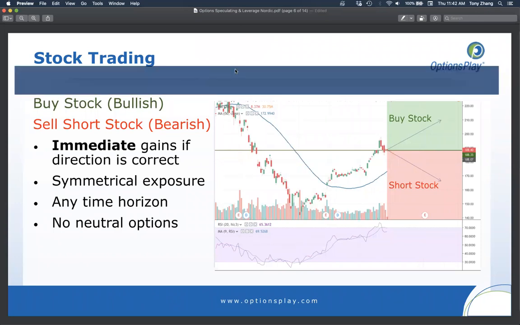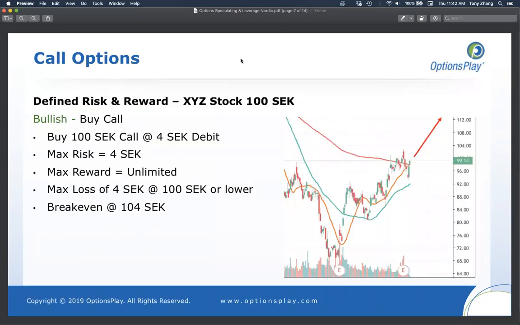So let's now put this in the context of options trading. So what I have here is an example. I have a stock that's currently trading at 100 crowns, and I'm bullish on this stock. I think this stock is going to go higher. So what can you do? As an options investor, the first thing I can do, or the simplest option strategy that I can trade, is I can buy a call option.